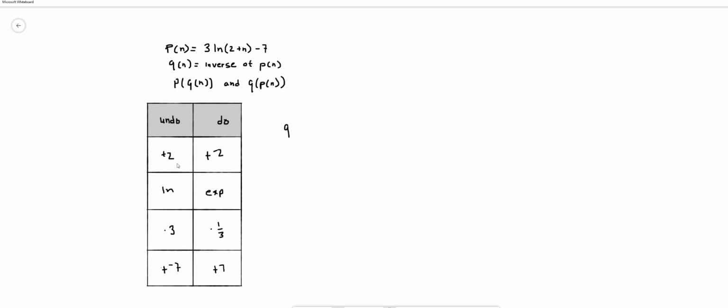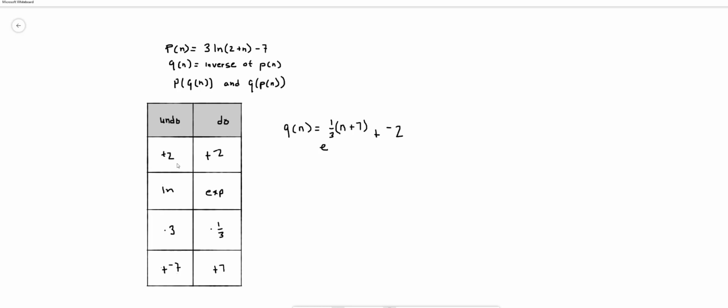So Q of n would equal n plus 7. We'll multiply that by 1/3. We'll place all of that in the exponent of e and add negative 2. So much faster than solving that equation going the other direction.